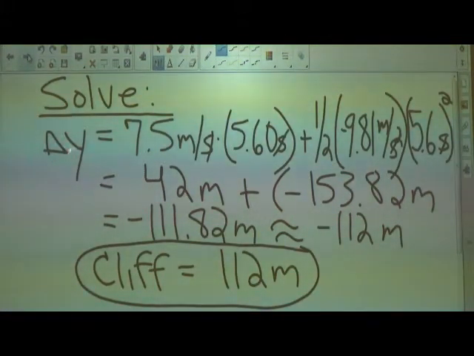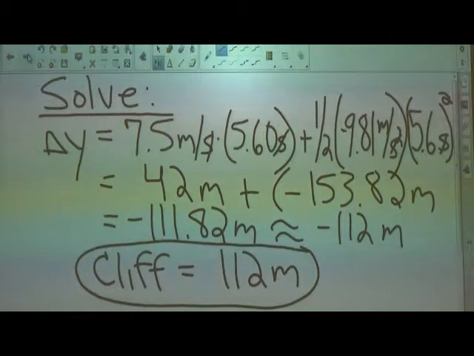Alright, so here's the y. We're going to plug in that initial velocity in the y direction going up. Then we're going to multiply it by the time, which is 5.60 seconds, which was given. We're then going to add it to half times the acceleration, and then the time squared. I would have put a 0 there, but I ran out of space. So when we do the math, this first part is 42 meters, plus, when you do this math, it comes out to negative 153.82 meters. So that comes out to negative 111.82 meters.